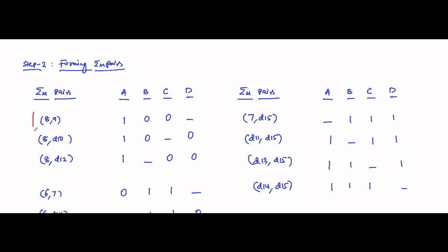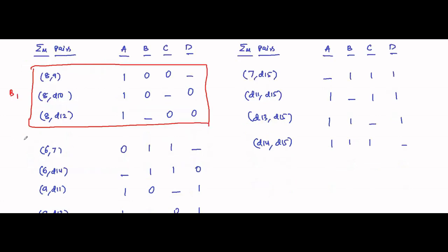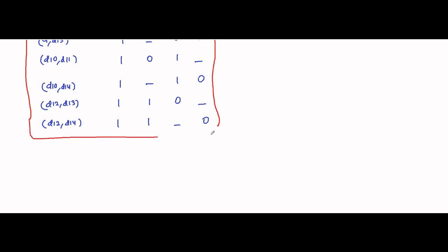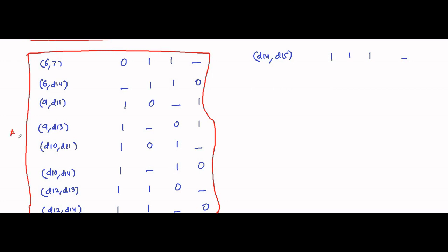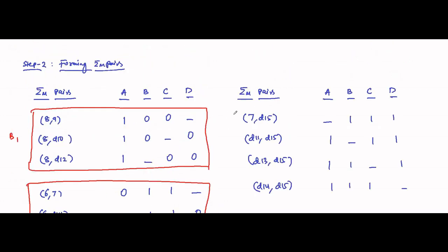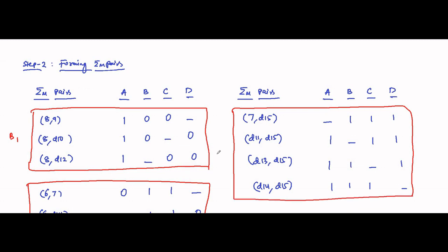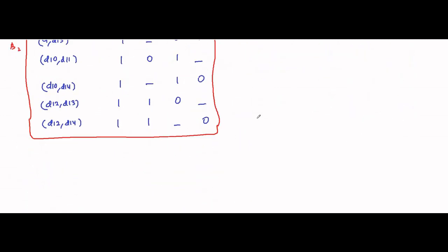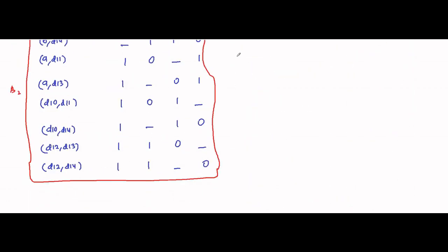Let us put them in boxes. This is one group, let's call it B1. This is another, let's call it B2, and this is the third one, B3. Okay, next we have to form the merging of the minterm pairs. Okay, the merging of minterm pairs, step 3, merging of minterm pairs.